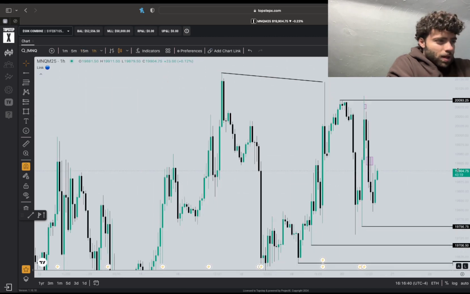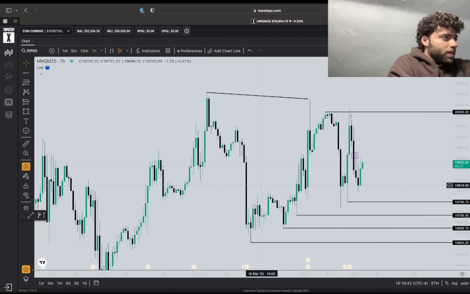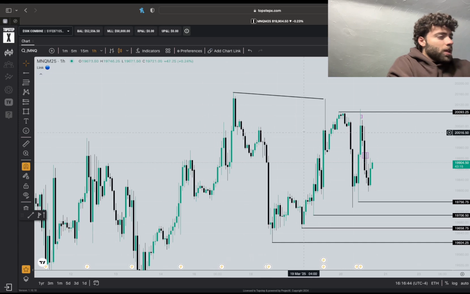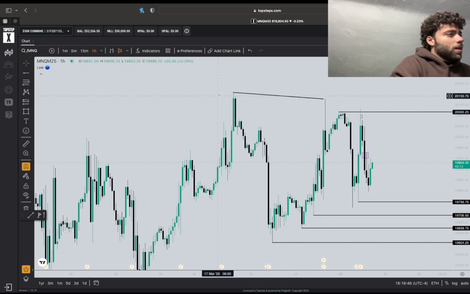So, coming into the market, what do we see? We see a huge SMT. We look at this high, connecting to this high. This high is from March 17th. This one is from March 19th.